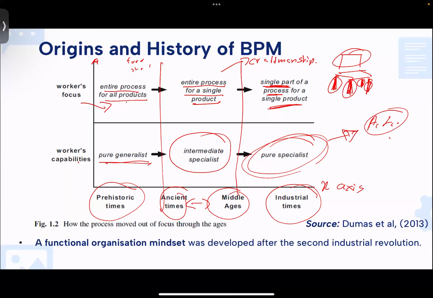So after these times, the functional organization mindset also developed. For example, if we consider an organization, we can identify different functional areas. So through these times, the functional organization mindset also developed. So they didn't think about the whole process as one. For example, the HRM people would be focusing on the HRM function. The operations people will be focusing on the operations function. So they didn't consider the whole organization as a whole. So then only the way of process thinking emerged. So that's how business process management was birthed or originated.